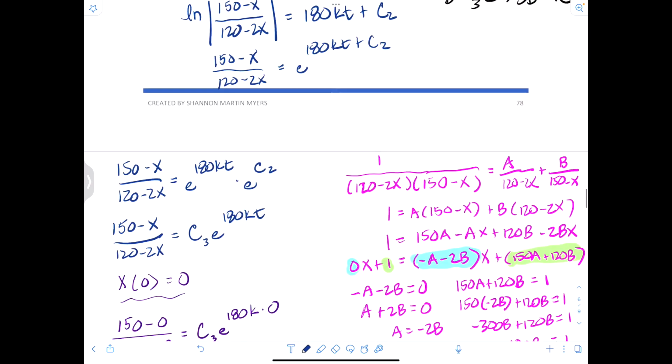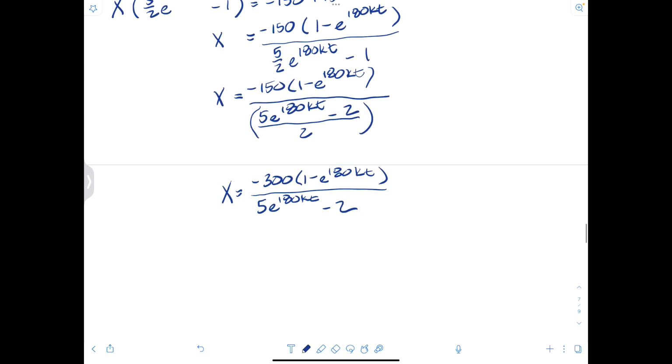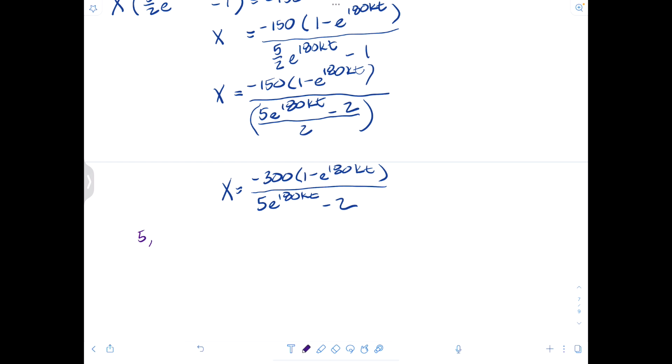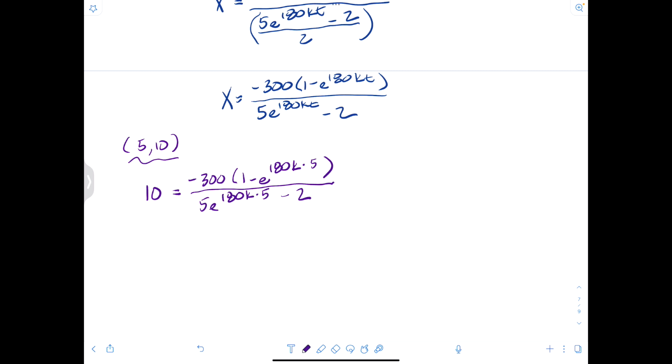So let's use an initial condition to find k. Here, do you see in the purple, for every 10 grams of C that's formed in 5 minutes. So we have the ordered pair 5, 10. And so for X, we'll put in 10. And we'll have that equal to negative 300 times 1 minus e to the 180 k times 5 for t all over 5e to the 180 k times 5 minus 2. So it looks kind of ugly, but we'll be able to get an approximation.